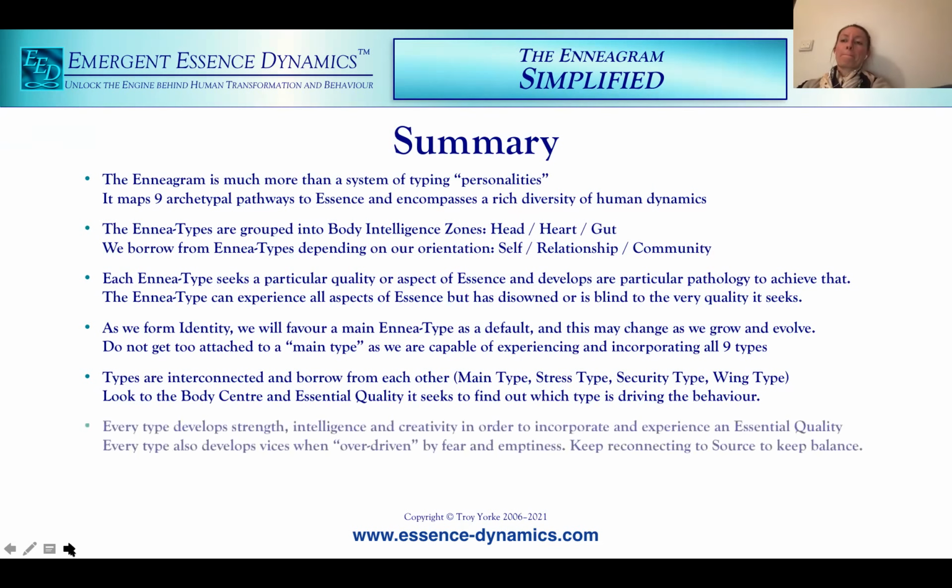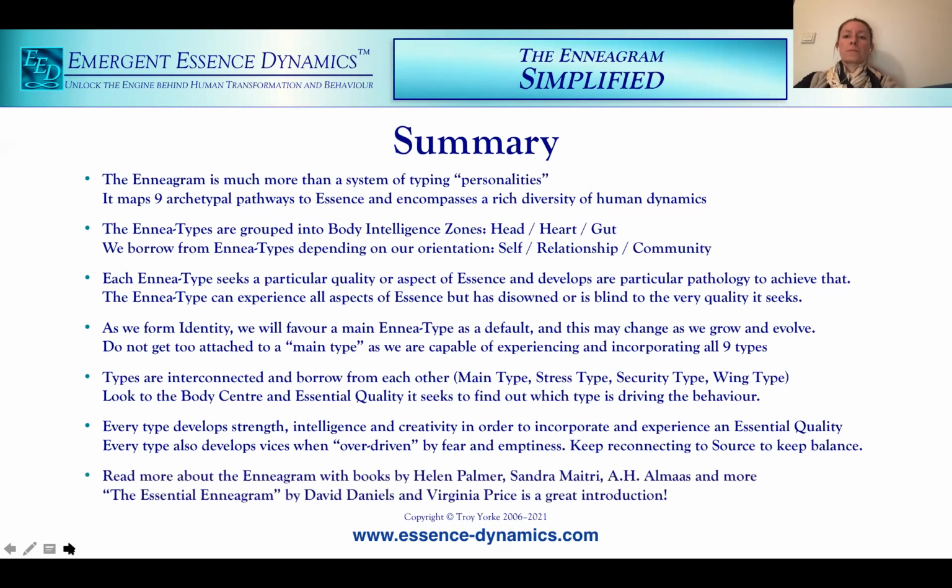Right? So every type develops a strength, a degree of intelligence, and uses a degree of creativity in order to seek out and incorporate and experience that essential quality. But if they're really aggravated by that gap, they're going to develop negative qualities and vices because that's driven by the fear and the emptiness. So again, like we were saying, plug back into source, plug back into resilience, keep that balance, and then let the type function from resilience and take the strengths, okay?